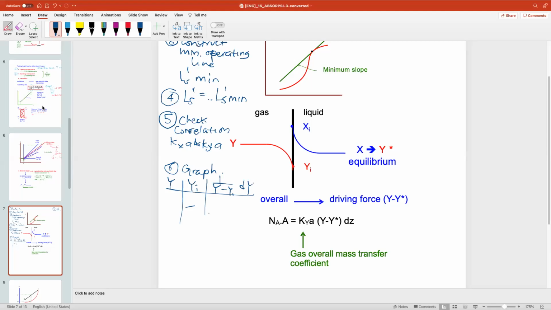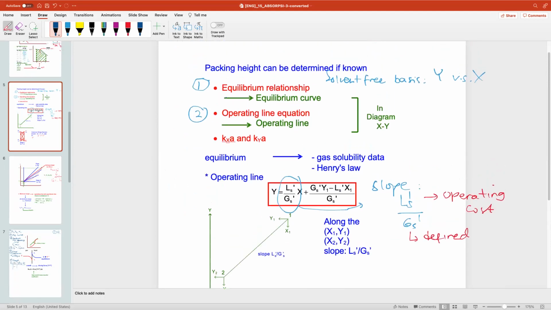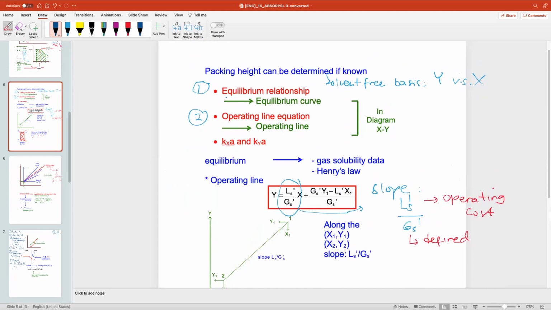Right. Okay, so from yesterday, just a little bit of refreshing about the algorithm, how to calculate the packing height. First, we know the equilibrium relationship between the small y and the small x from Henry's law, which is why I multiply with the P total, equal to the coefficient, and then x.